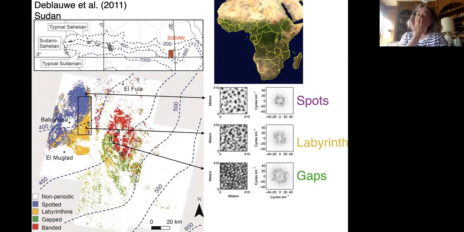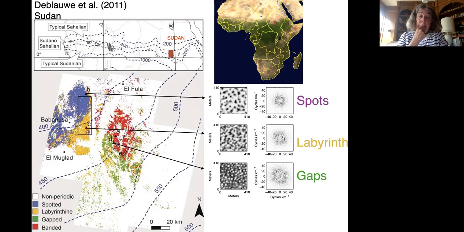to a green region. And so what they did was they looked in this region and they built a classifier for the patterns. Okay, so they took all of these little tiny grid cells that are really small, and had them classified according to whether they were spots, labyrinths, gaps, or bands.